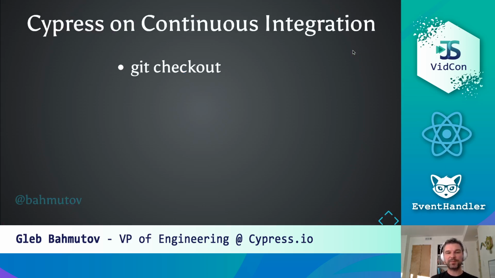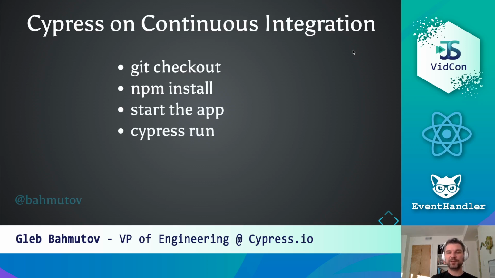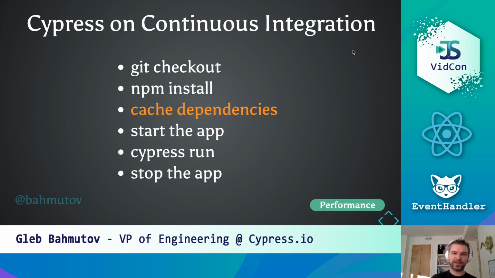If you want to run Cypress not locally like I have shown, but on a continuous integration system, you usually have to do a bunch of things. You have to check out the source code, you have to do npm install to install Cypress and other npm dependencies. Usually you have to start the application locally. And when you do Cypress run, that exercises all your tests. Then you have to stop the application.